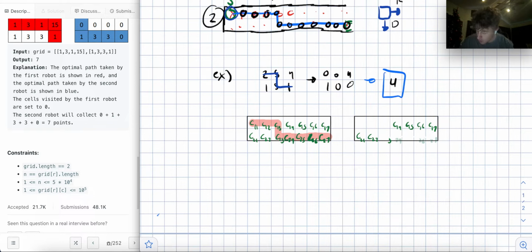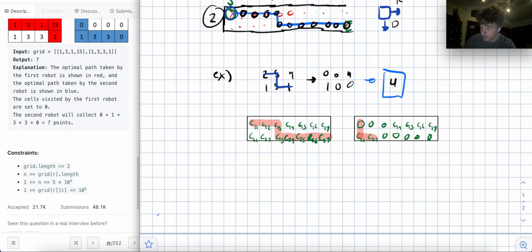Right? So these would all be 0. So what does that mean in terms of what the second robot could get? Well, what you'll notice is when I split it like this, there's only 2 things that the second robot can get, because the robot can only go right and it can only go down. So if the robot goes down, it could get this. What are the 2 maximum things it can get?